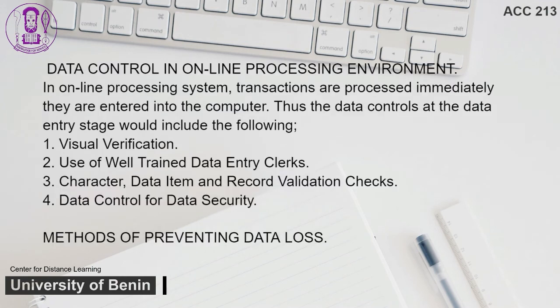Data control in an online processing environment. In an online processing system, transactions are processed immediately they are entered into the computer. Thus, the data controls at the data entry stage would include the following. 1.